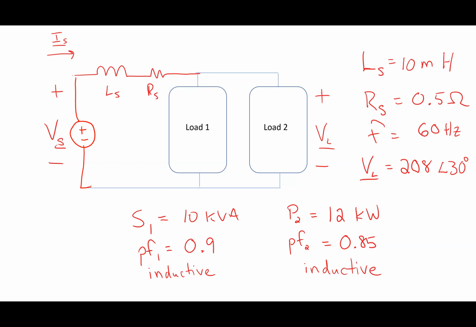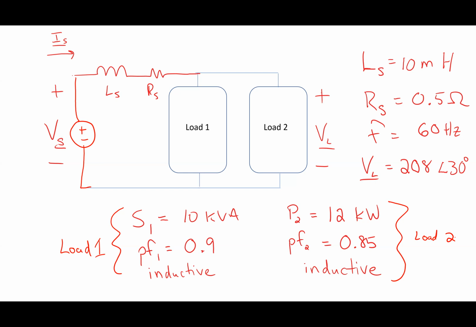So in this case, I'm going to start out with load 1 and load 2 in parallel. I know what VL is. I said VL is 208 with an angle of 30 degrees. Frequency is 60 hertz, and I know what all these other things are. Now, what I've been told here is actually three things about load 1 and load 2. So this is load 1 stuff, and this over here is load 2. I'm told that load 1 has got a 10 kVA.